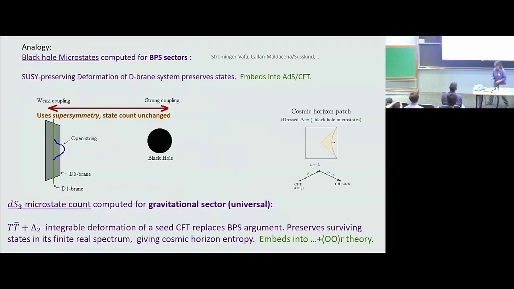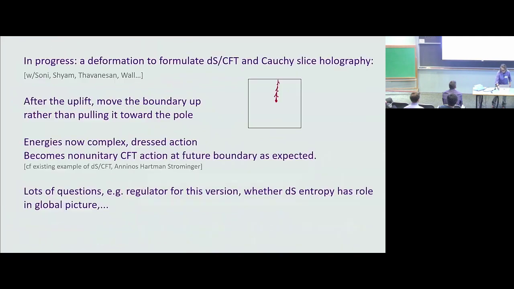Okay, I don't know if this is a bold statement or not, but I want to make an analogy between the D1-D5 calculation, where you use supersymmetry to control the state count, and the TTbar type theories, which is not supersymmetry, but is integrability of the deformation to control the state count in a similar way. And in this first case, it embeds into AdS/CFT. Here we're saying it embeds into this plus OO theory.